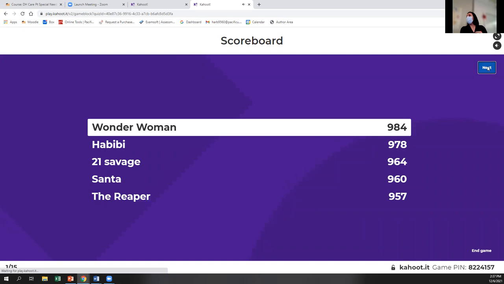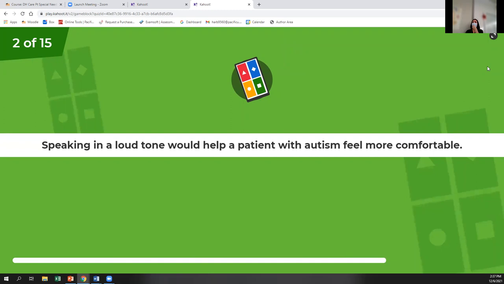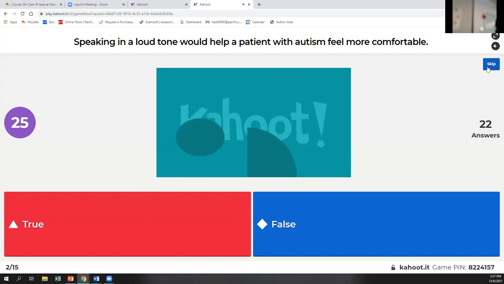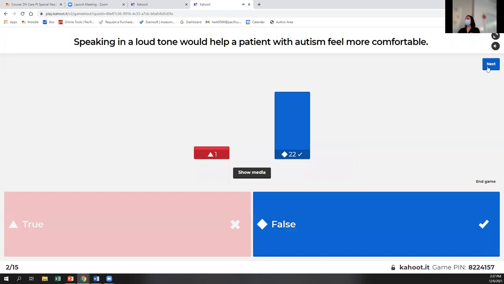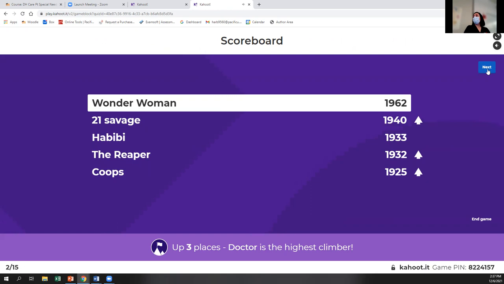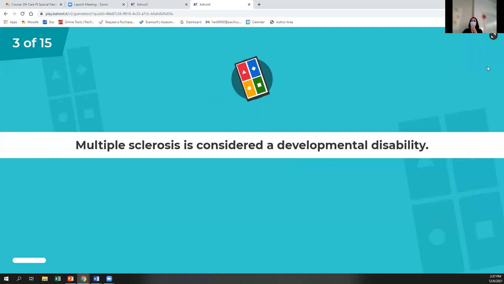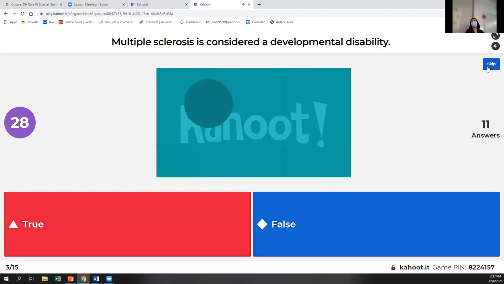Speaking in a loud tone would help a patient with autism feel more comfortable. False. Shouting at somebody is not generally a way of calming them or making them feel more comfortable. Question number three. Multiple sclerosis is considered a developmental disability. Multiple sclerosis, is this a developmental disability? False. It is not a developmental disability.